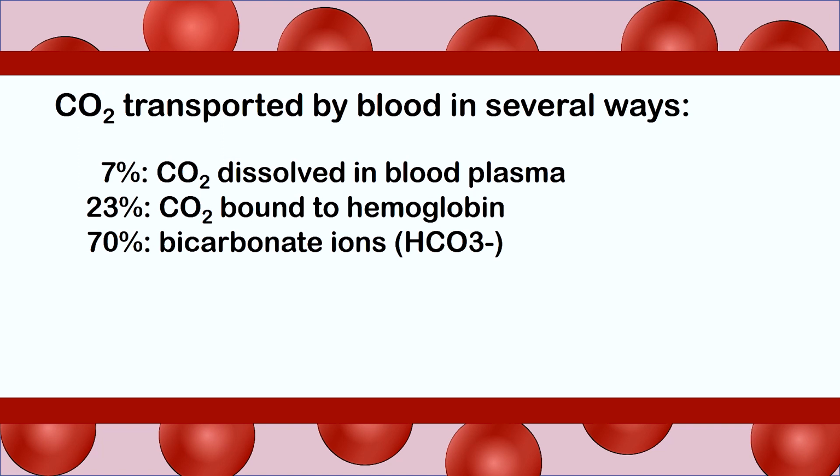Transport of carbon dioxide by the blood happens in one of three main ways. The first of which is just as gaseous carbon dioxide, but that only ends up being 7% of the total carbon dioxide metabolized and transported in the blood. 23% of the carbon dioxide within the blood is bound to hemoglobin, and then 70% of the carbon dioxide being transported within the blood ends up being found as bicarbonate ions.